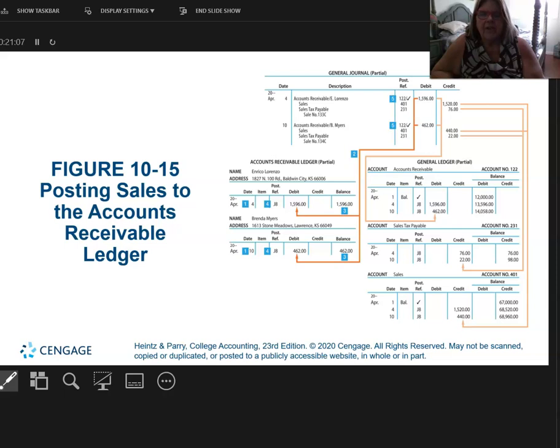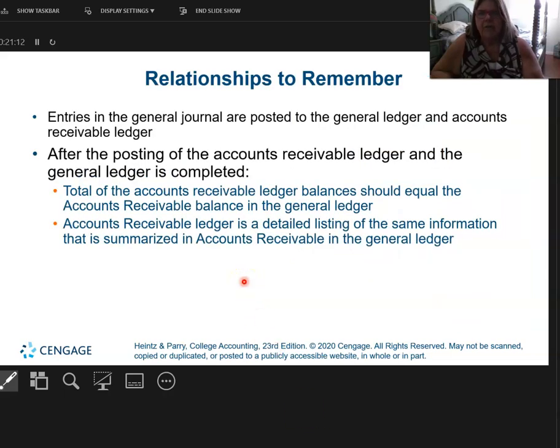This is really about understanding the relationships. You need to remember that, again, the total of the accounts receivable ledger balances should equal the master controlling account at any given time. And the accounts receivable ledger is nothing more than a detailed list of all the customers summarized.